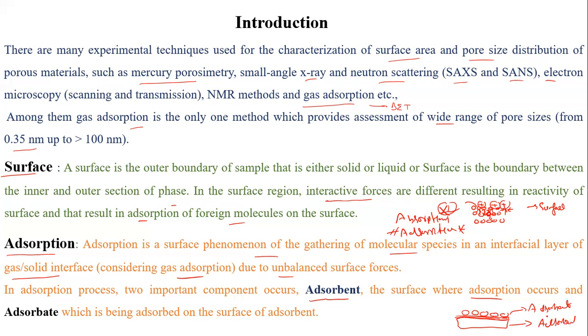So in the adsorption process, two components are mainly involved. One is the adsorbate, which is adsorbed on the surface of another solid, which is known as the adsorbent. So this is about adsorption and the components of adsorption.